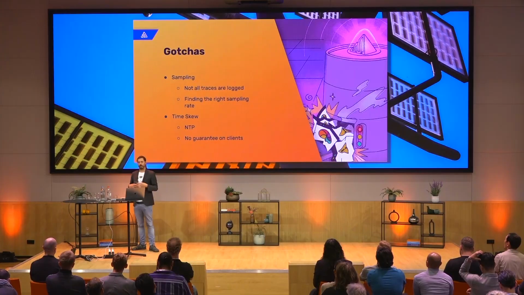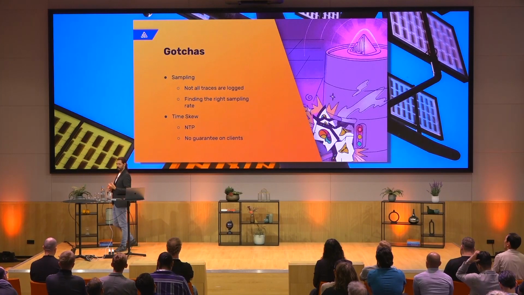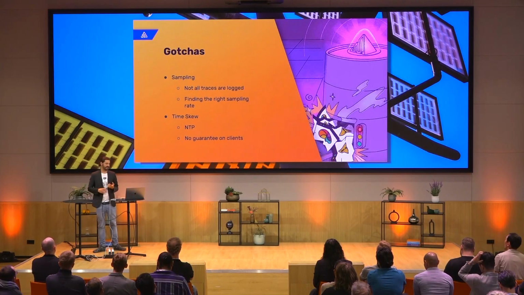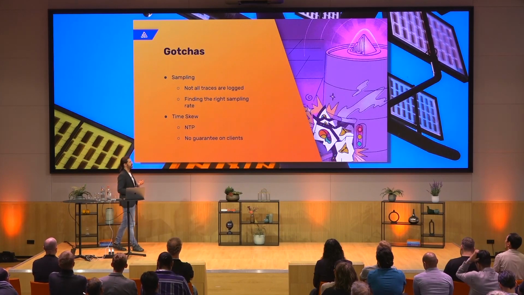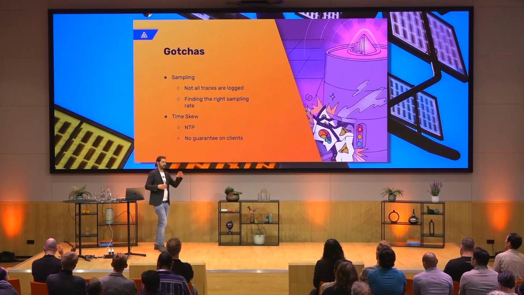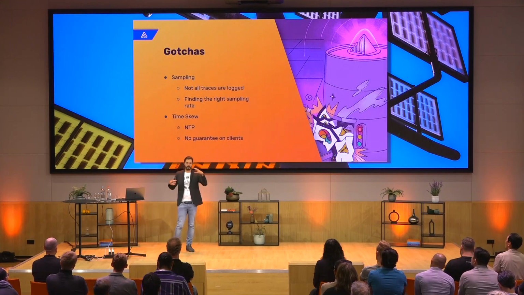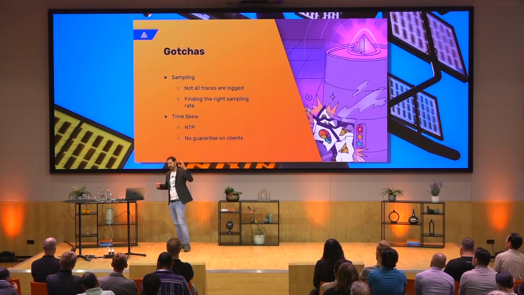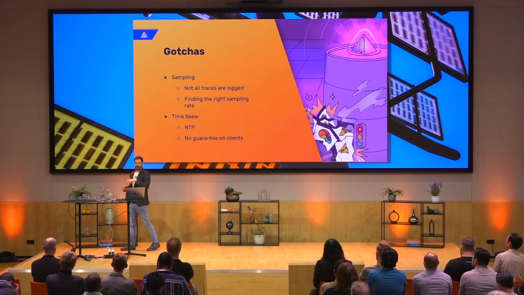Of course, it's not all sunshine, so we do have some drawbacks that we need to consider. One of these is sampling. It's not really feasible to have a huge system with, I don't know, maybe 100 microservices, send each trace for each request to another system, which then would need to be even bigger to be able to handle all that load. And that's why we need to sample stuff.